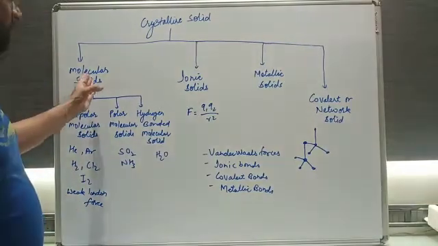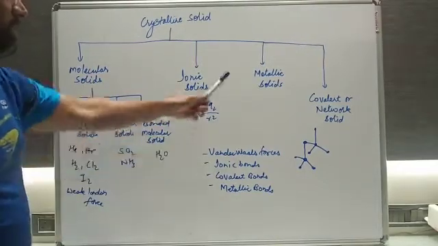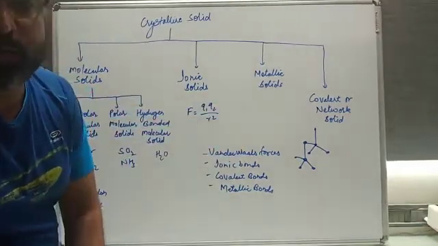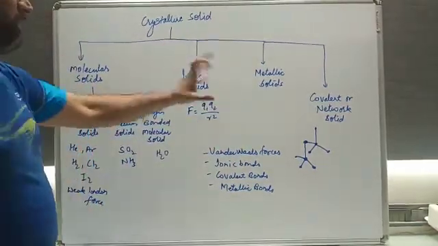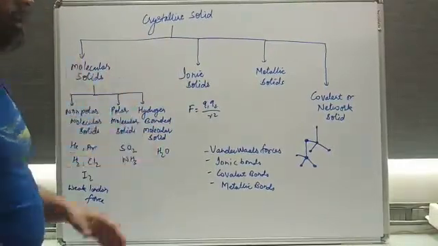The first one is called molecular crystalline solid. The second one is called ionic crystalline solid. The third one is metallic crystalline solid, and the fourth one is covalent or network crystalline solids. Okay, so independently there are four categories. Now we'll describe all those four categories independently.